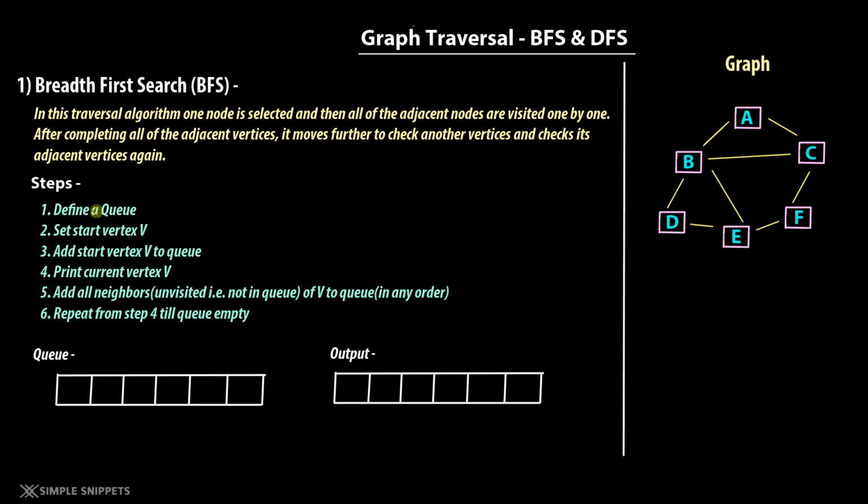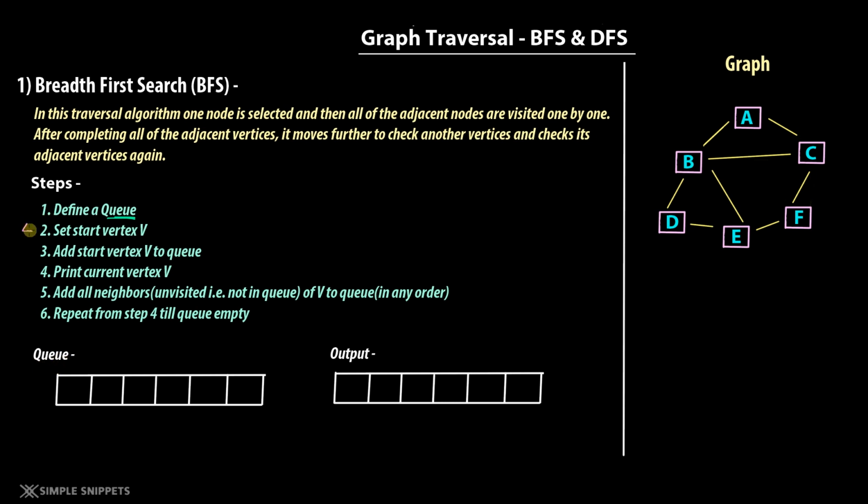So over here, to perform breadth first search on a graph, we use a queue data structure. Now I'm guessing you already know what a queue data structure is, because we've already covered that in this tutorial course. You can check that out. So step 1 is to define a queue. This is where we have defined a queue.